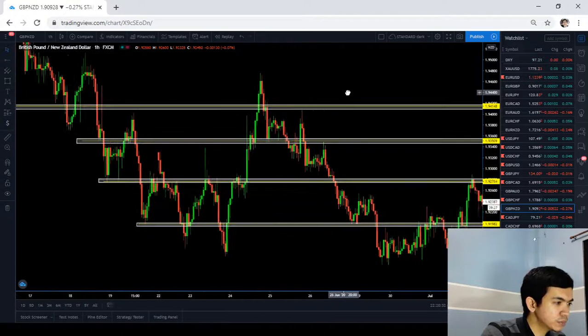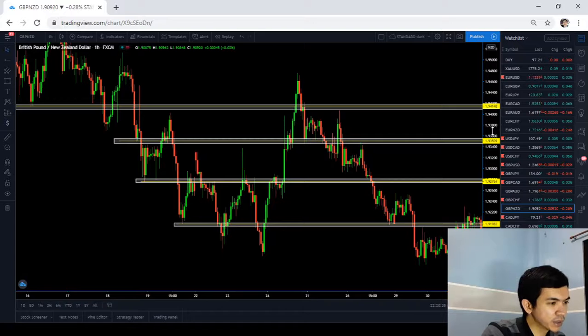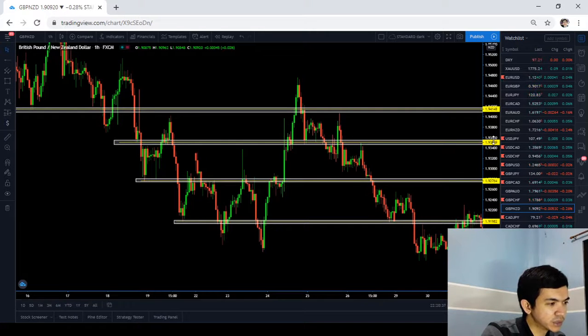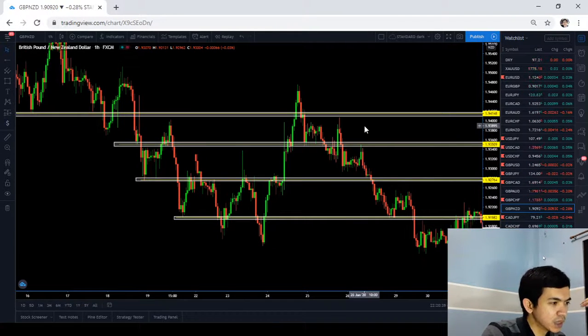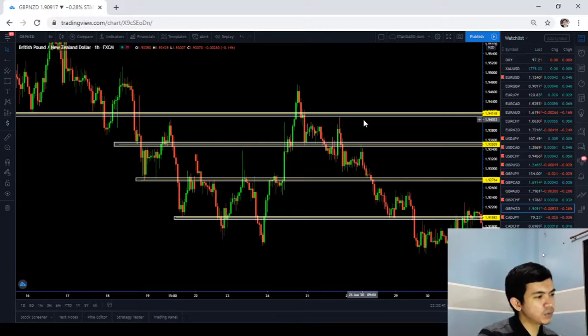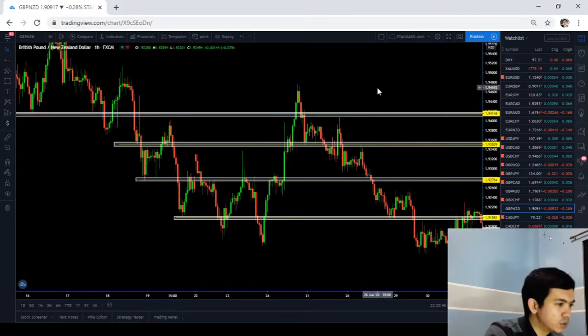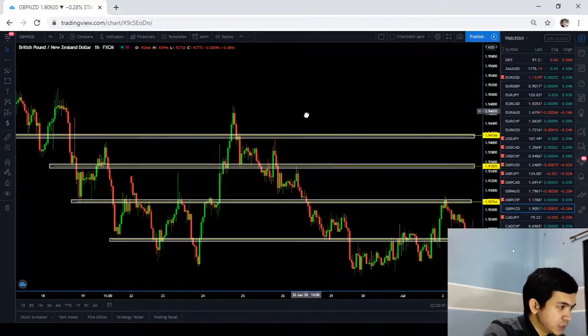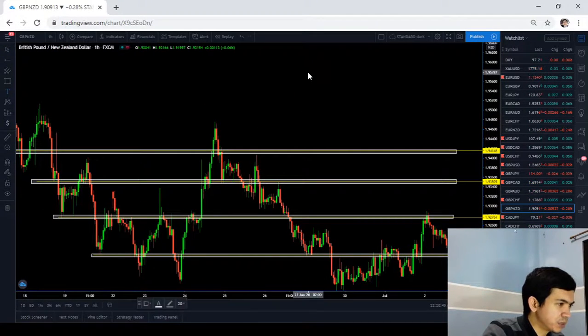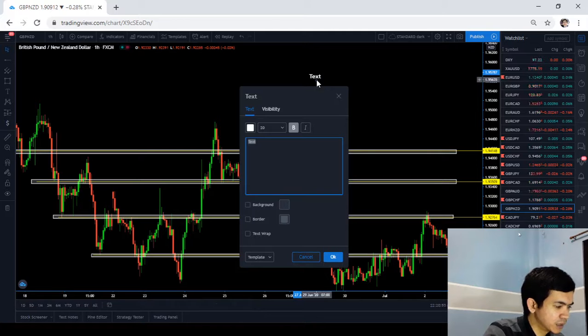So, again, now we mark our key support and resistance levels. Okay? The question is, how can we find opportunities? Right? So, I will teach you this concept. Actually, it's pretty much basic. It's called break and retest.